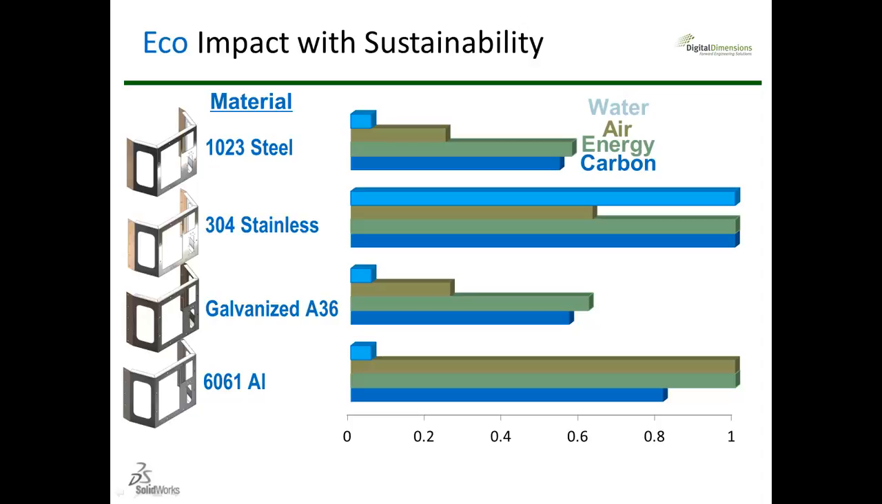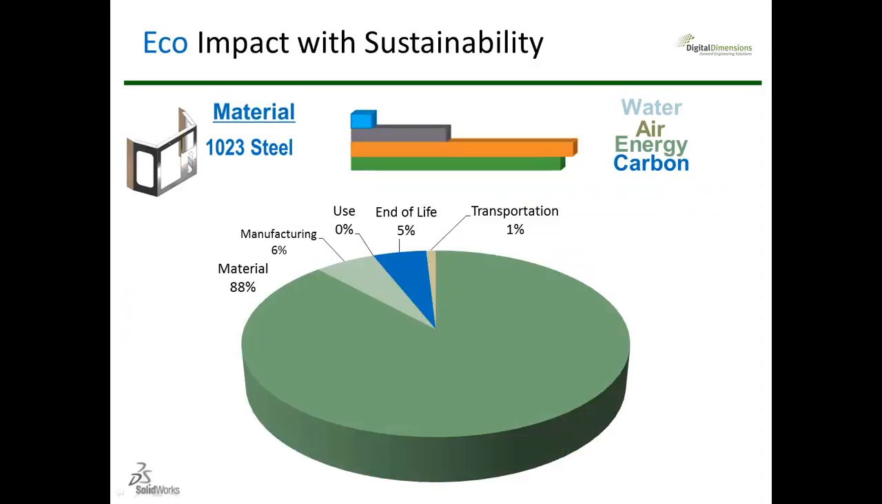Just from our quick analysis here, we can see that either our plain carbon steel or our galvanized steel is going to be the better choice when it comes to looking at the environmental impact. Also, by looking at our different results in SolidWorks Sustainability, we can see where most of our environmental impact comes from. It looks like it's going to be our material at 88%.